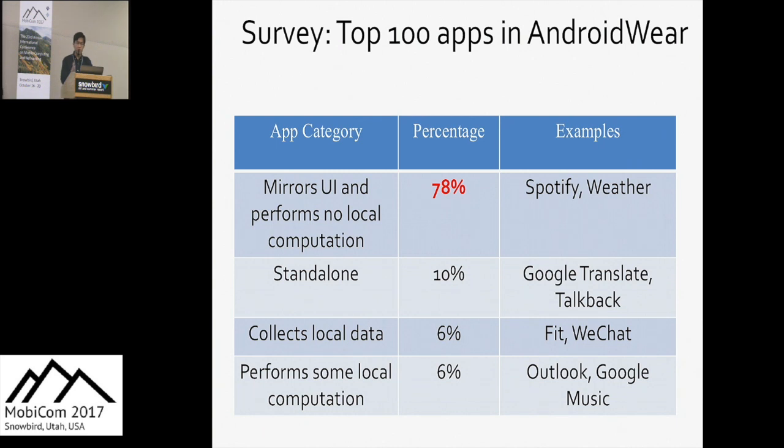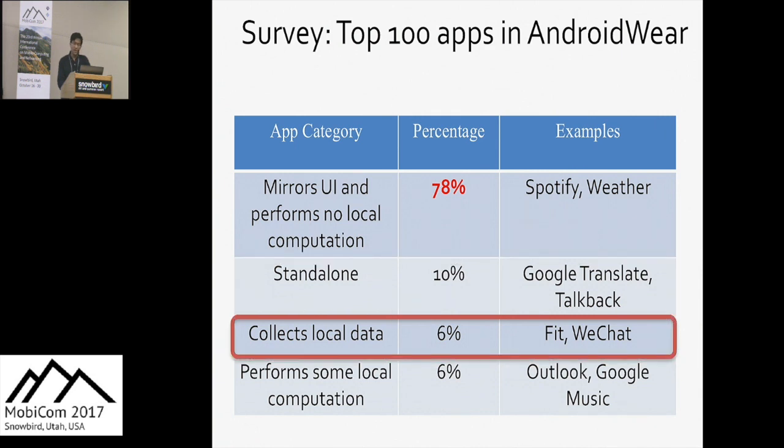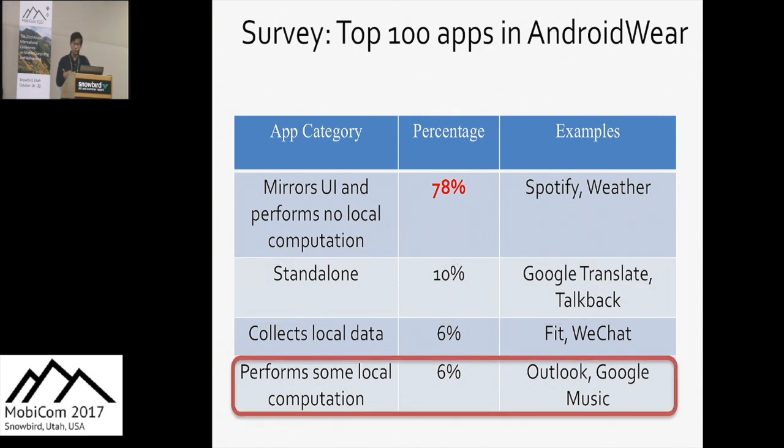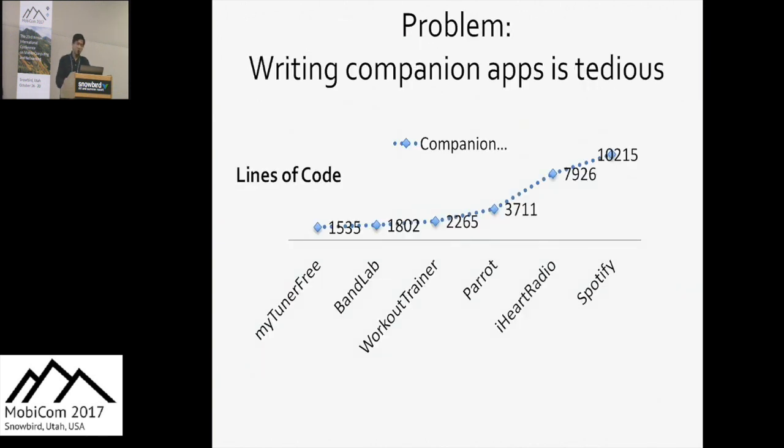So we did a survey on the top 100 apps in the Android Wear market. We divided those into 4 categories. The first category is the one that mirrors UI and performs no local computing. This makes up 78%. The example apps are Spotify and Weather. The next few categories are standalone apps, ones that collect local data, and ones that perform some local computing. In our project, we mainly concern ourselves with the first category, which makes up the largest part of smartwatch apps.